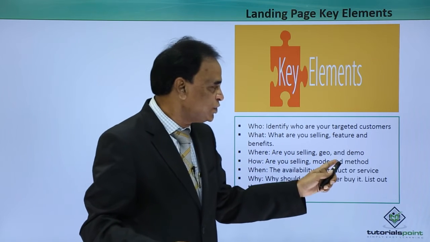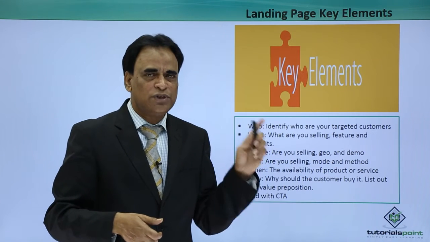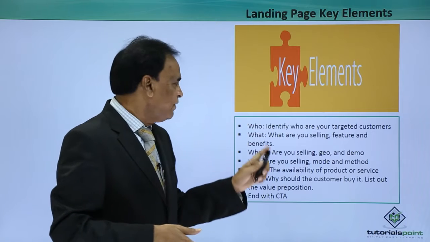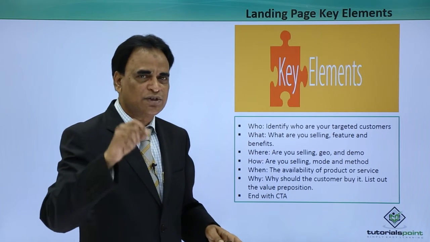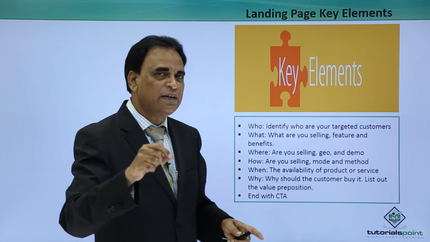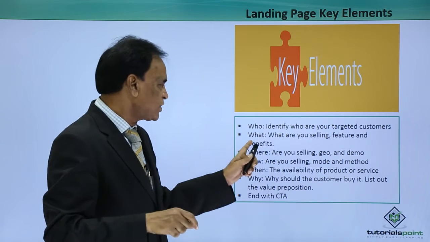Then the third is where. Are you selling geo and demo? It could be geography, it could be demography. Where are you actually selling this product? The geographies and the demographies related to selling this product. That is actually the where.